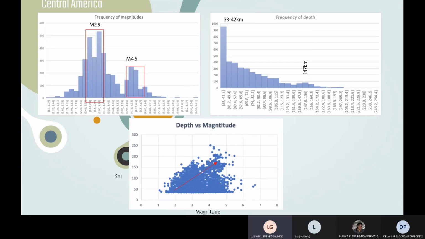We show you these graphs. The first one is the frequency of magnitudes histogram that shows 2 peaks at 2.9 and 4.5 magnitude. Next one, we can see that most of the earthquakes occur at shallow depths, gradually decreasing in frequency. The next one, a small spike, hits almost at 147 kilometers. In the depth versus magnitude graph, we might have a positive correlation.